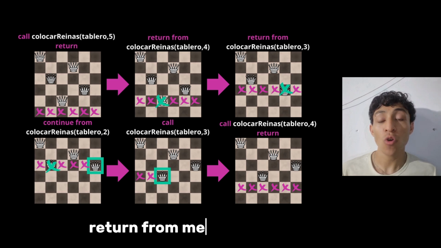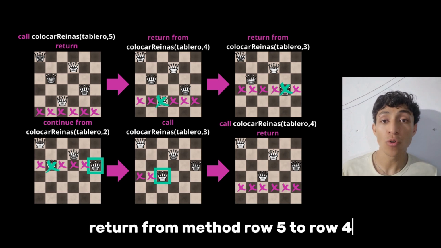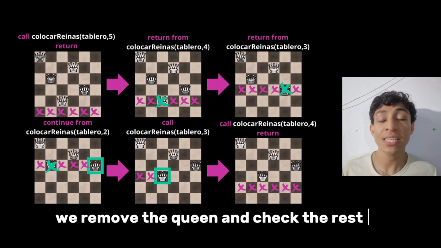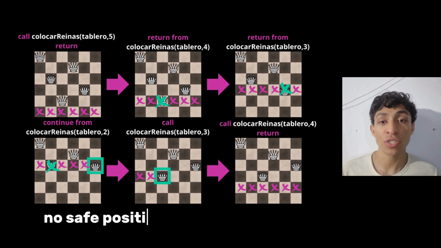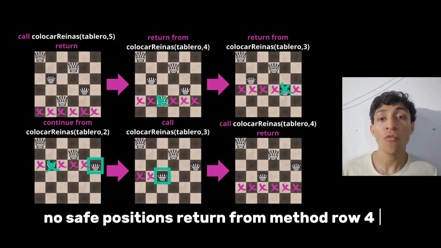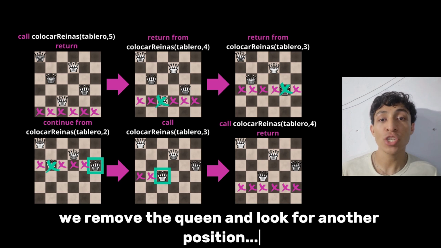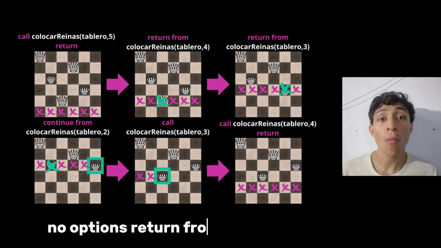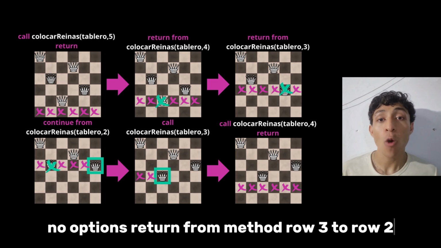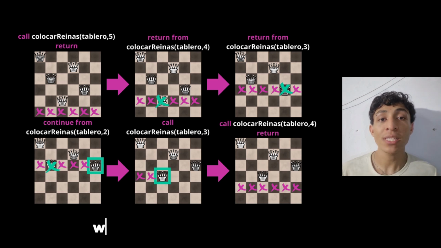Return from method row 5 to row 4. We remove the queen and check the rest of the columns, no safe position. Return from method row 4 to row 3. We remove the queen and look for another position, no options. Return from method row 3 to row 2. We move the queen to column 5, which is safe.